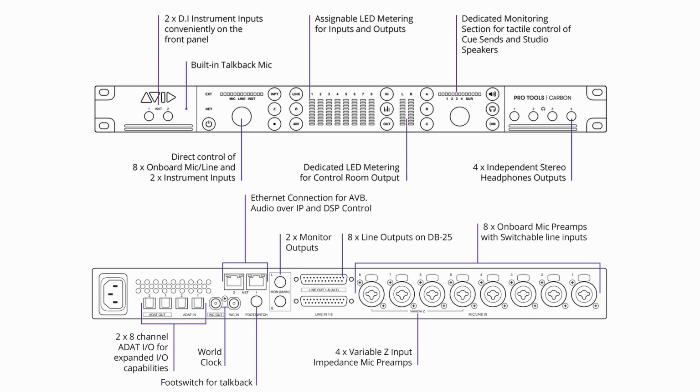Something else worth talking about here is the variable impedance feature. On inputs 5 to 8 and on both the Hi-Zs on the front, you can have this variable impedance activated, and we've known for a long time that this means you can get the best out of some of your mics and instruments, and it reacts in a similar way to specific amplifiers or specific preamps.